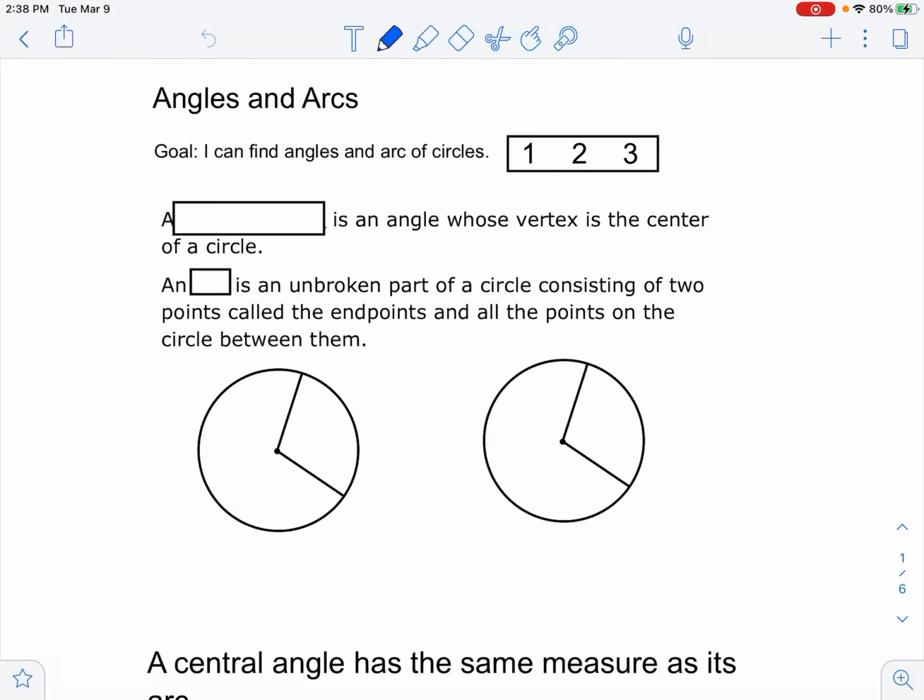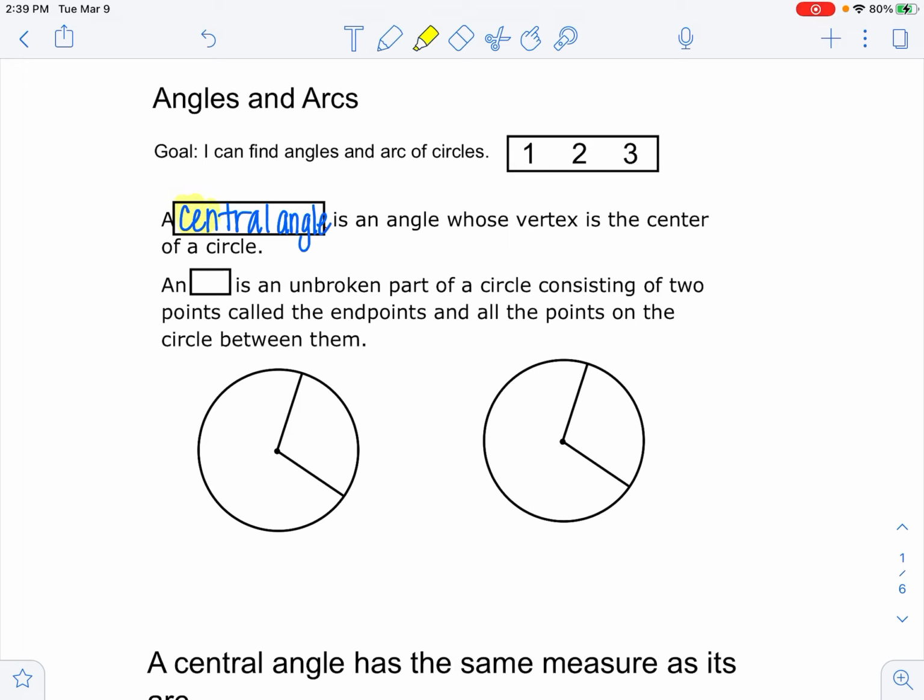Okay, so this lesson is on angles and arcs. Our goal for today: I can find angles and arcs of a circle. So first off, we're going to get our first vocabulary word for this section out of the way, and that is a central angle.